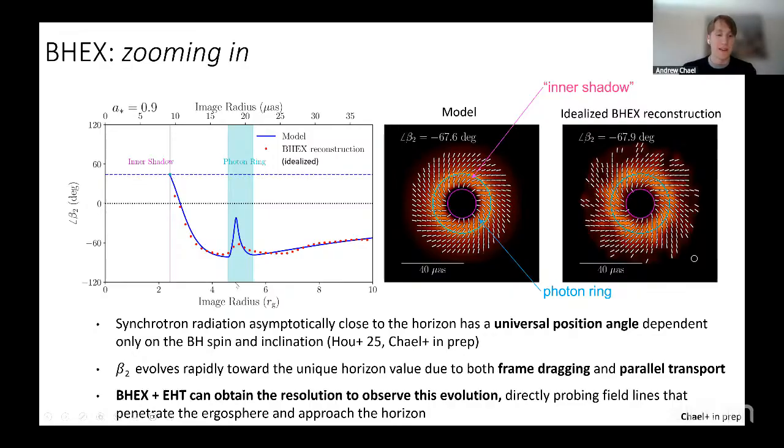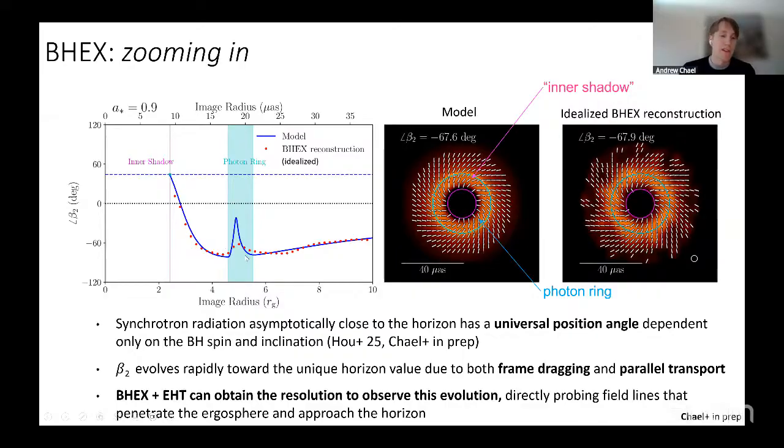So basically, if just looking at this plot, which is looking at image radius from the center of the image outward, we in the EHT are observing roughly around 5 rg, which happens to correspond to this photon ring feature that the BHEX hopes to resolve in much finer detail. But we're basically only getting a measurement of this beta 2 at this sort of range.